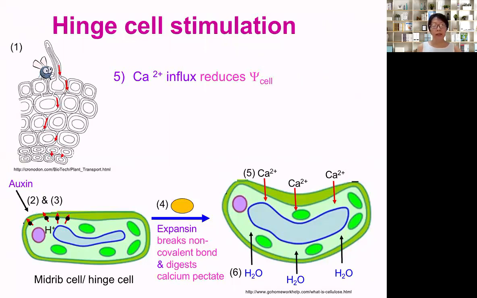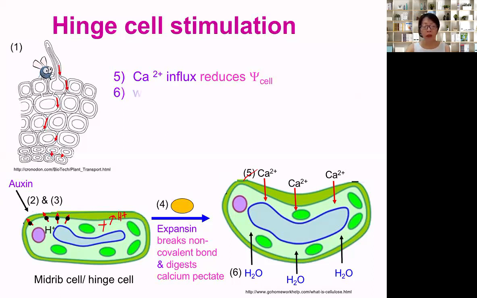Once the expansin has digested the bonds between cellulose, hemicellulose, and pectin, step number 5 is that calcium ions will then stream into the cell. Why? Very easy to understand. Because H+ ions, which carry positive charge, already go out of the cell into the cell wall. You have to replace this positive charge. So they use calcium to replace this positive charge.